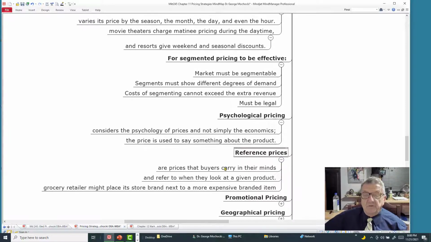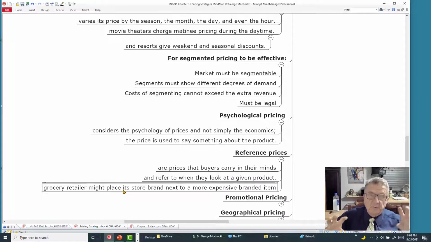And that's where the reference comes in. Buyers carry in mind a reference they refer to when they look for a different product. And a lot of times the stores will put, like, here's a generic product and here's the brand label, and you see the $20 difference, and you look at the ingredients, and the main ingredients are the same, but remember, what it could be is the base may be different.